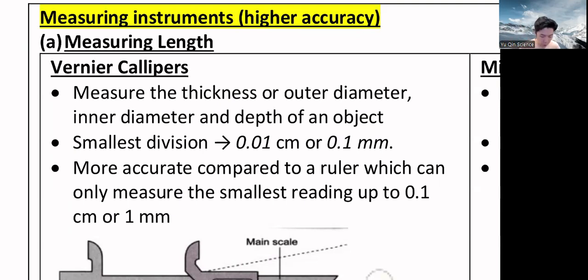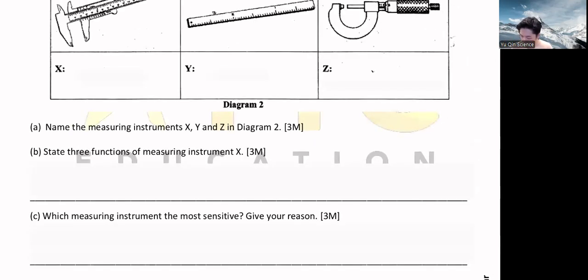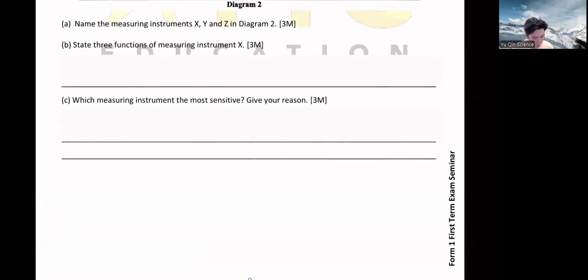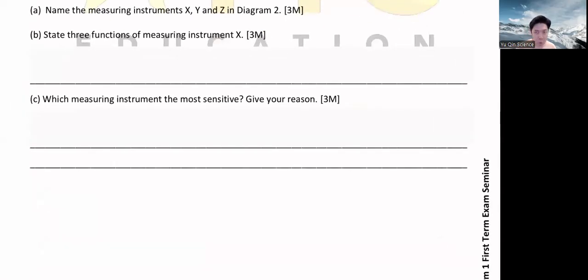You're good? Okay, next one. Which measuring instrument is the most sensitive, and give reason. Sensitive means what? Sensitive means like your friend that is very sensitive, right? You were whispering and then she thought you were talking bad about her. Why you talk bad about me? Oh, you don't be sensitive. I didn't talk bad about you also, okay? So what is sensitive? Sensitive means you can detect very small changes. A bit, then you're like, whoa, okay?